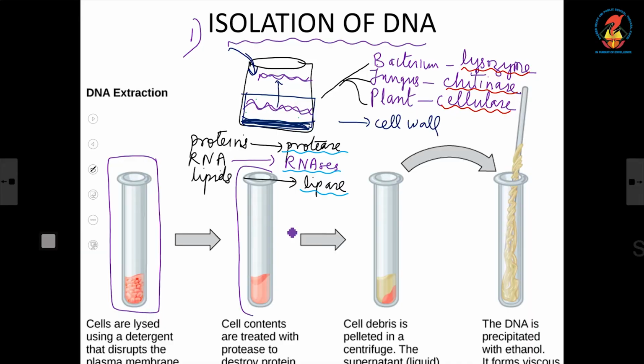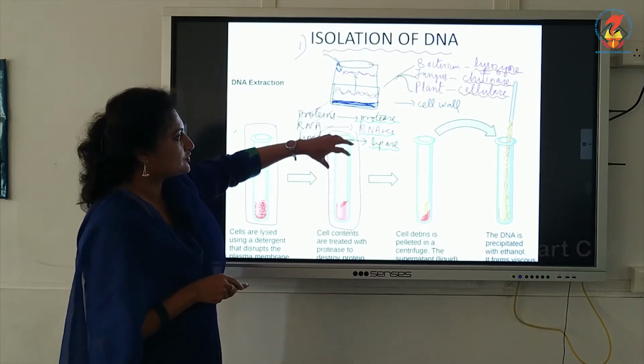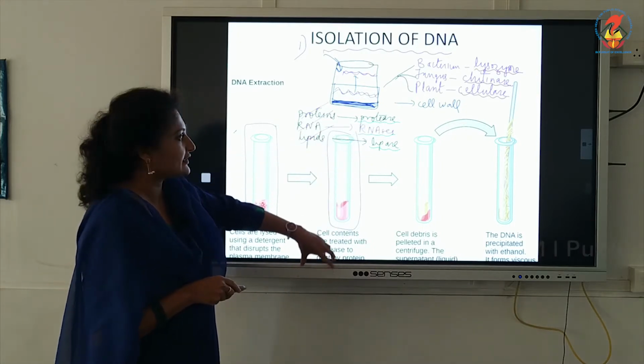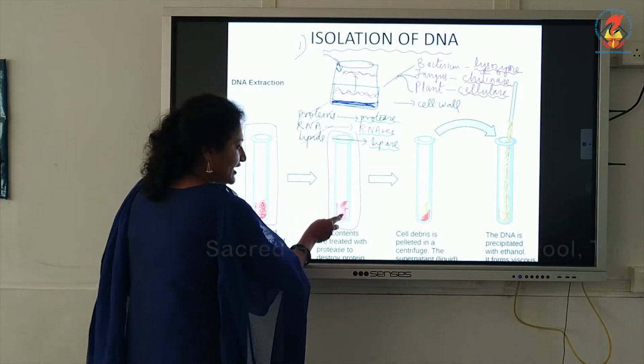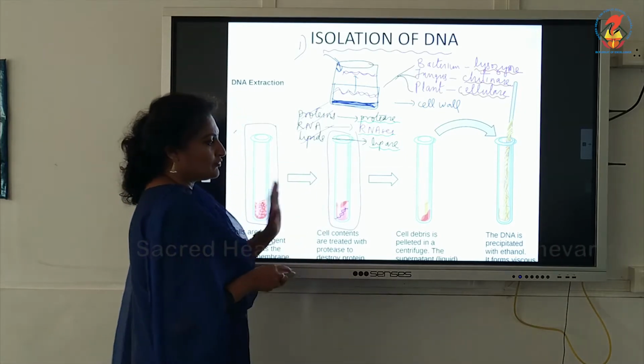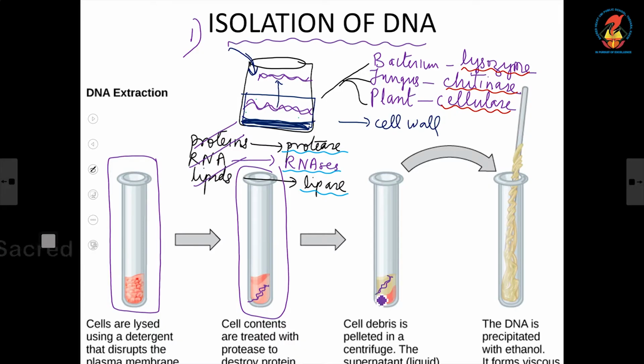In the second stage we are destroying the proteins, RNA and lipids with the respective enzymes: proteases to destroy proteins, RNases to destroy RNA, lipases to destroy all the lipids. So we have the DNA. Now we have the DNA in the pure form. But this DNA is present in the supernatant and the debris. This is indicating the debris.